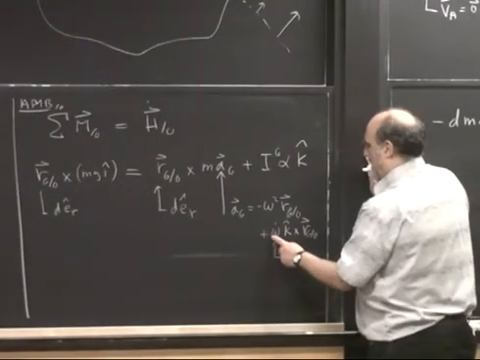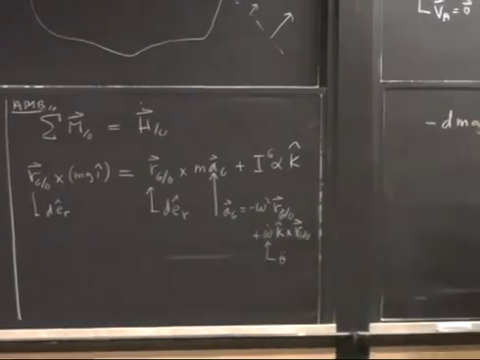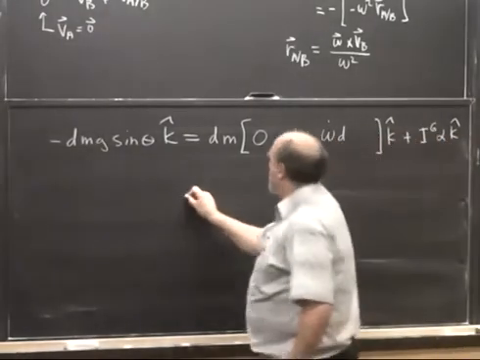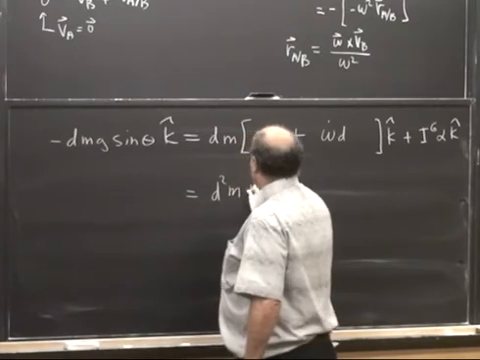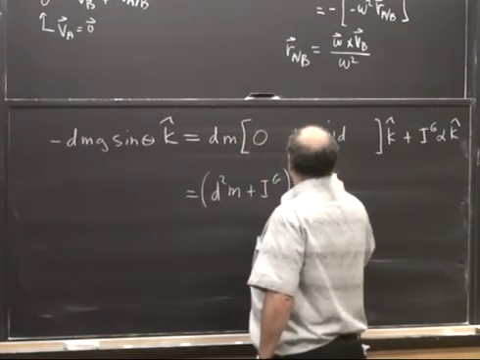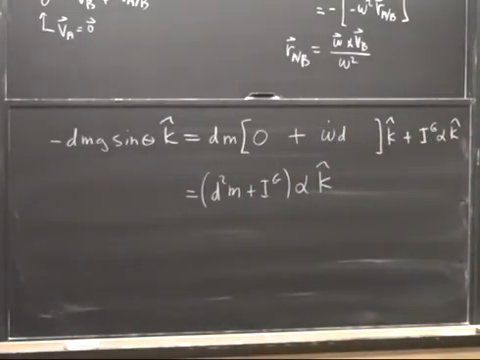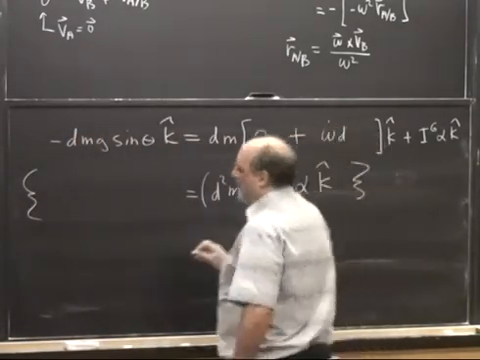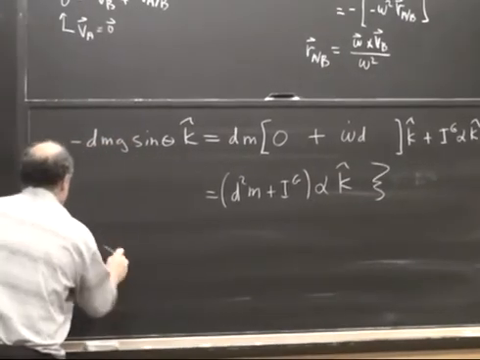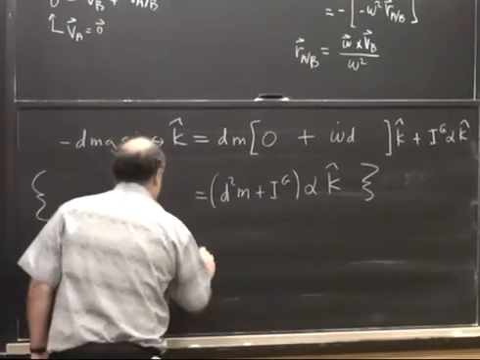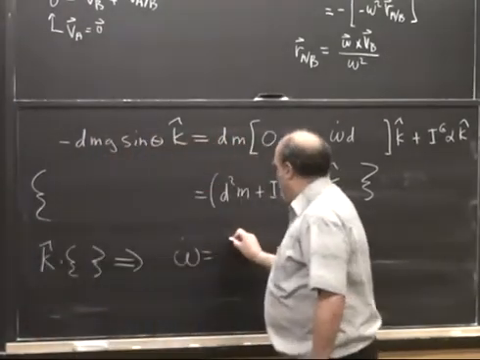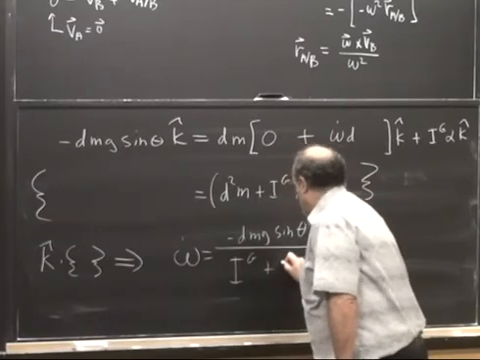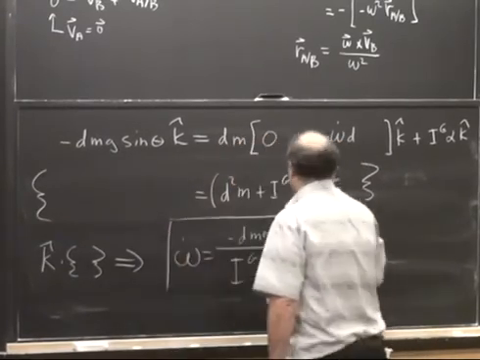We already got the d part. We get an omega dot, and then we get the magnitude of this vector. So this turns into an omega dot d, and the k I've already factored out here. So then this whole thing turns into a d squared m plus I_G, all multiplied by alpha k. Now if I take this expression and take the dot product of both sides with k, then I can get that alpha, which is omega dot, is equal to a minus d m g sine theta divided by I_G plus m d squared. So I get this differential equation.